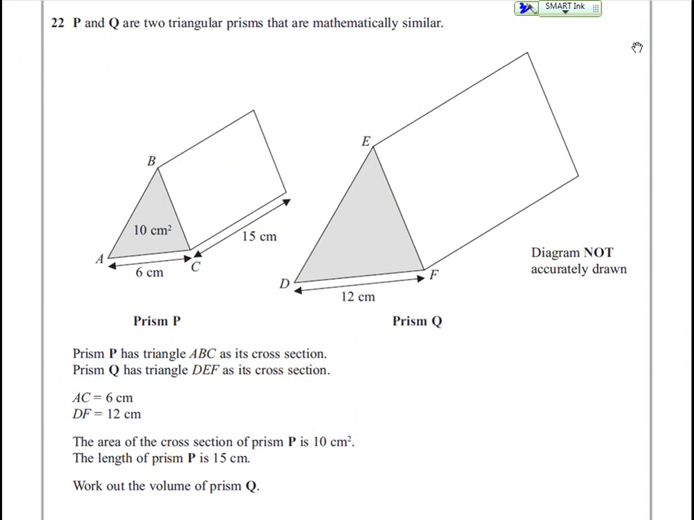P and Q are two triangular prisms that are mathematically similar. Mathematically similar means they're exactly the same shape but might be bigger or smaller. So if you imagine you're looking at this shape, and maybe it's Honey, I Shrunk the Kids, so you get smaller and the shape's exactly the same but it looks much bigger. But in this case, it's our actual shape that's growing or shrinking, not us.